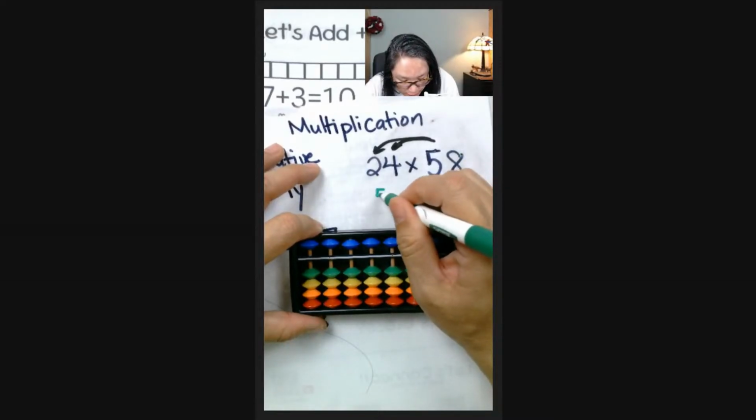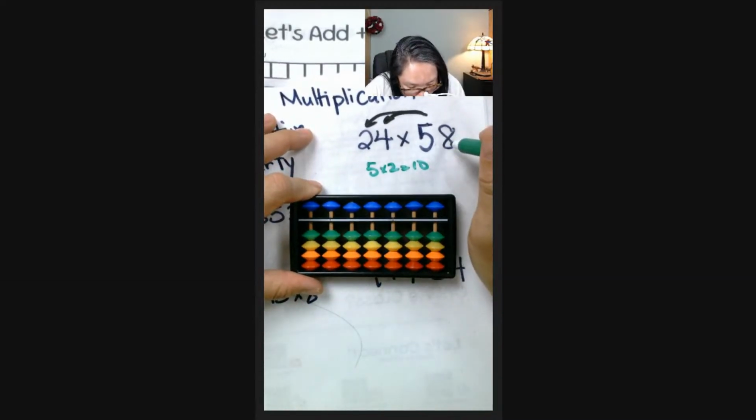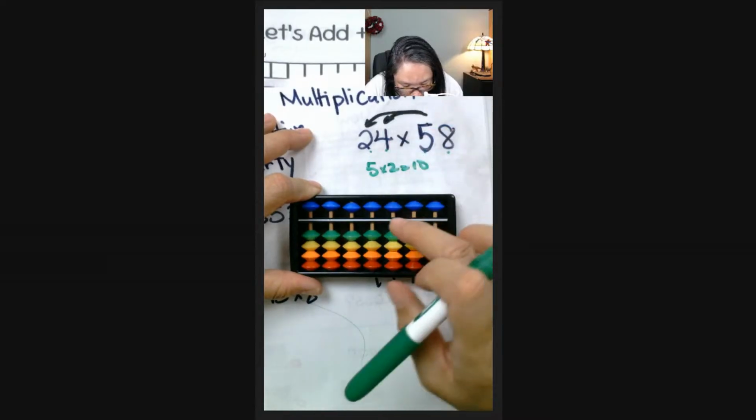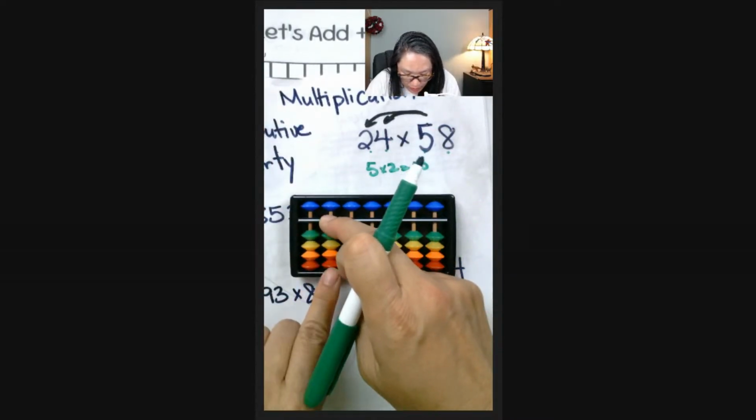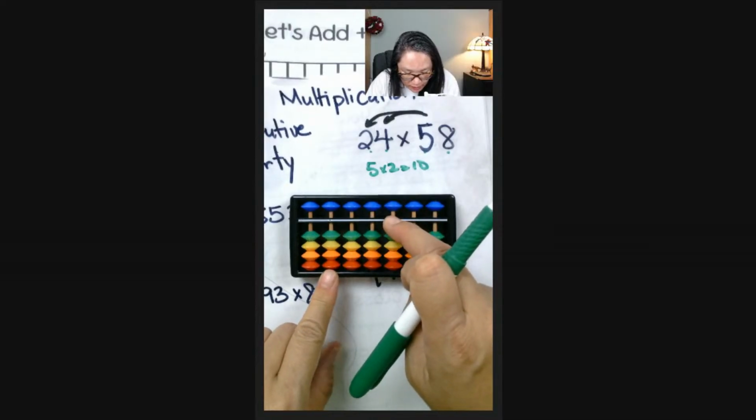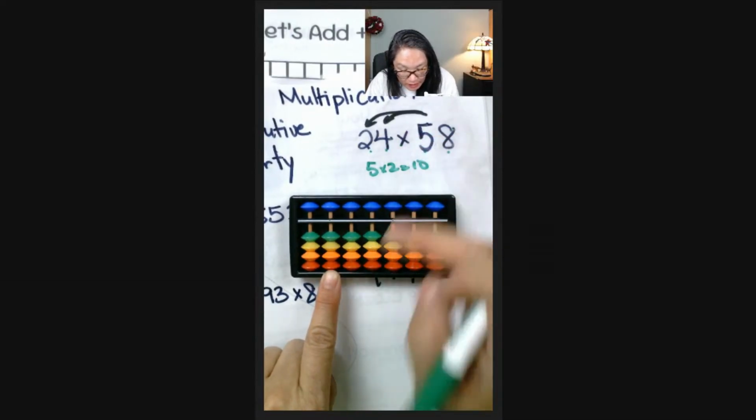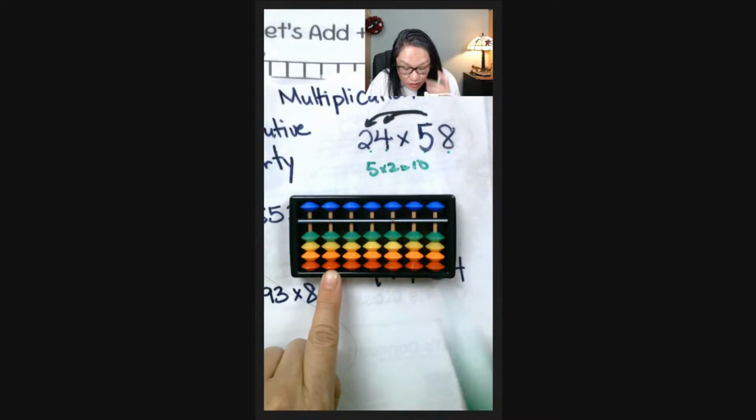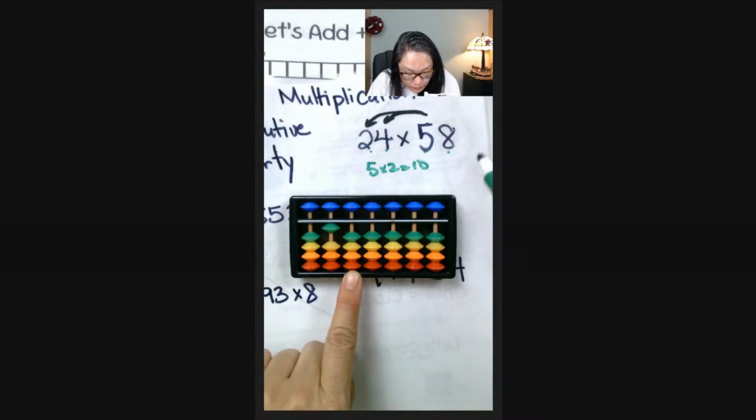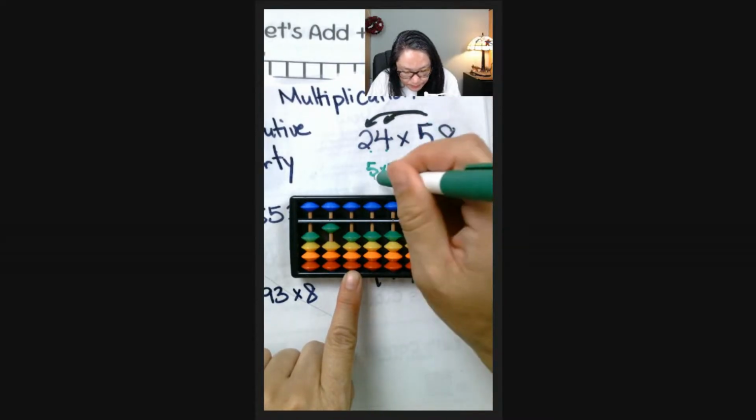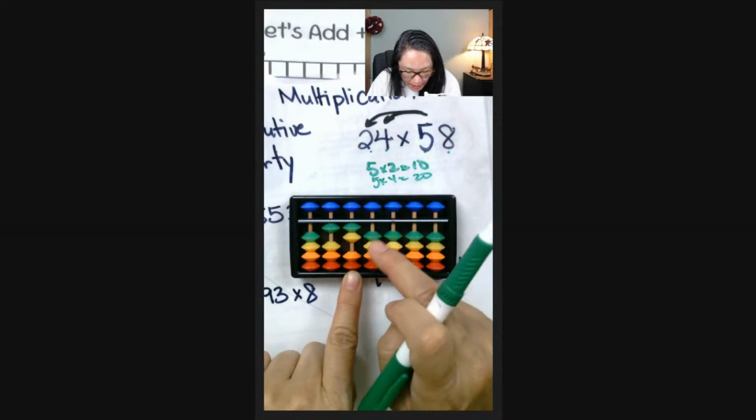So what do you do? 5 times 2 is equal to 10. I'm sorry, I forgot to count. 1, 2, 3, 4. We need to know where to put our answer. Remember, our ones is over here. So if you count from here, we're going to end up here somewhere. So 5 times 2 is 10. Add my 1, add my 0. 5 times 4 is equal to 20. Add my 2, add my 0.